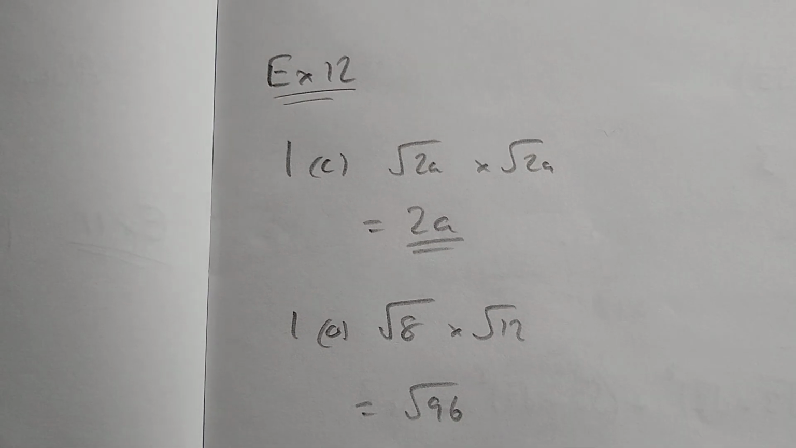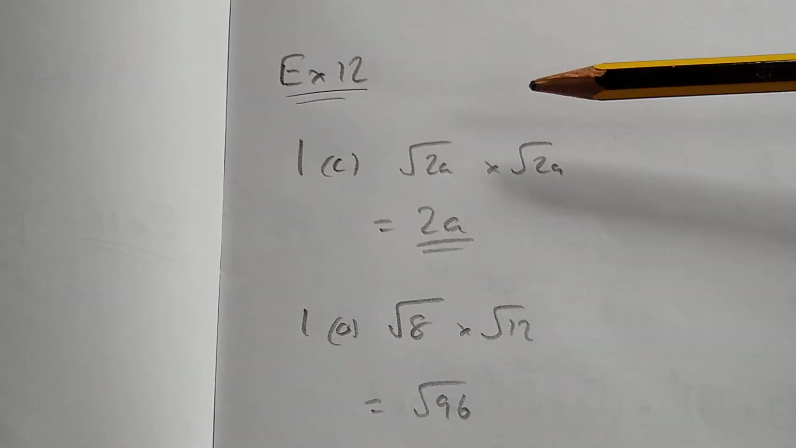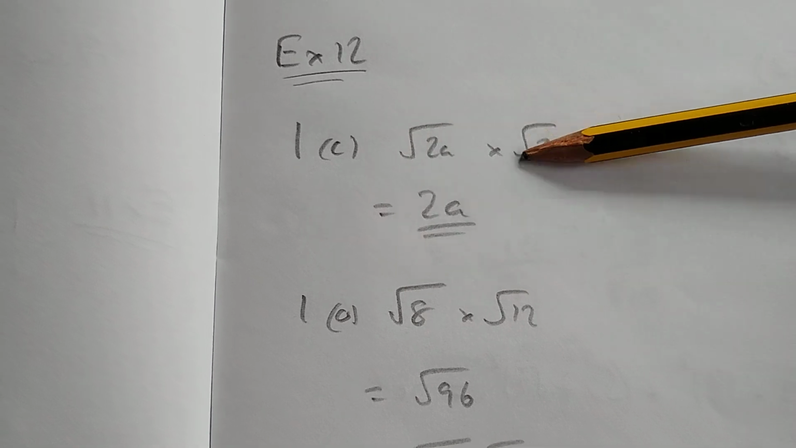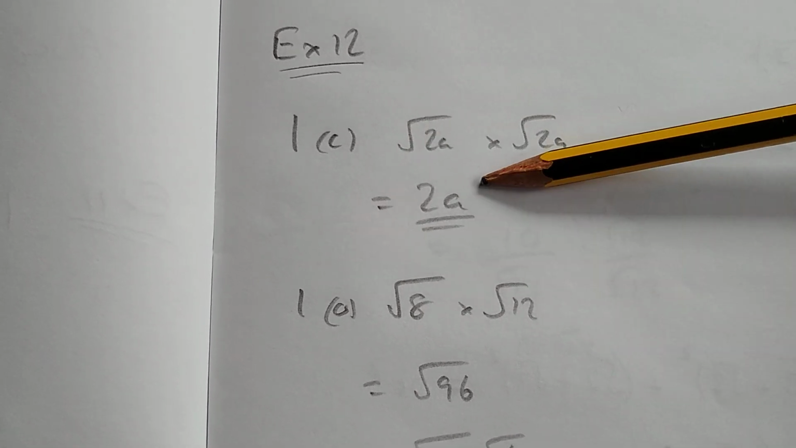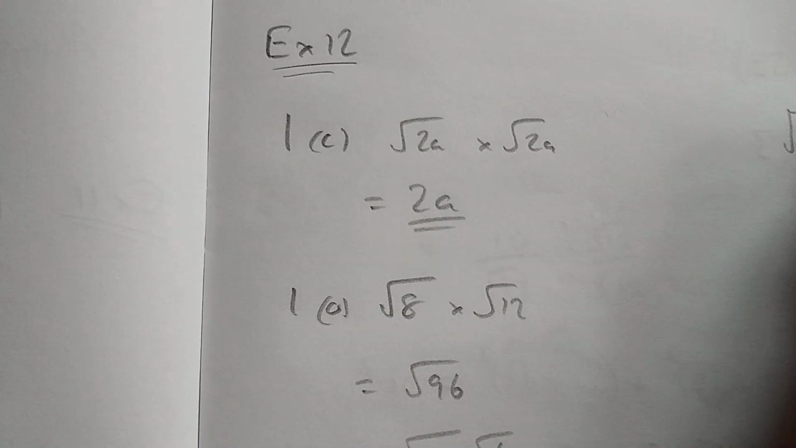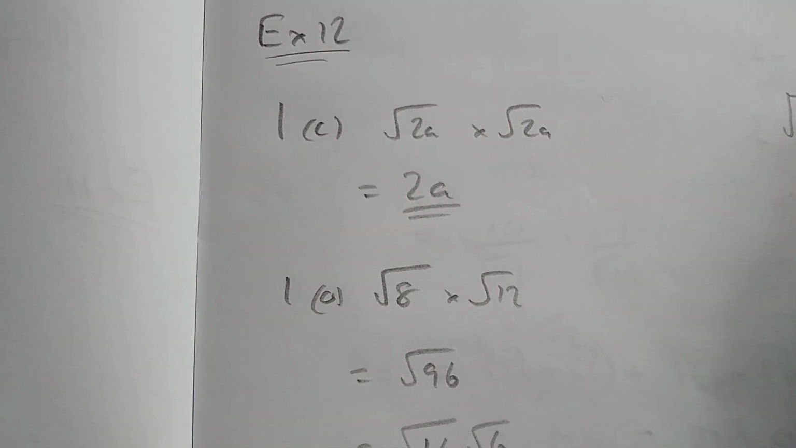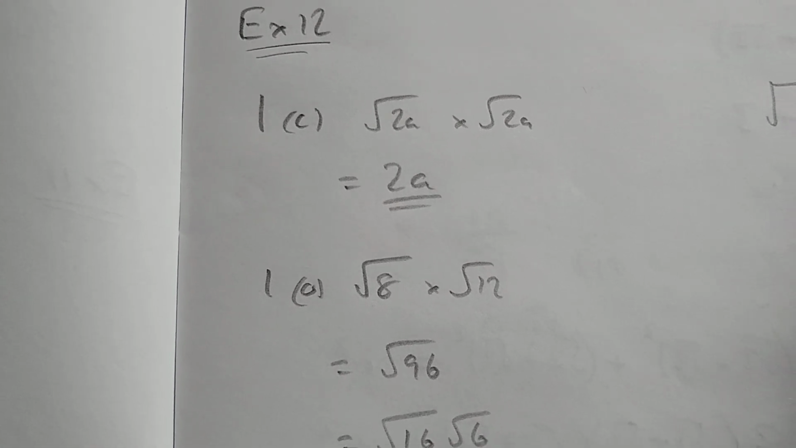Higher Maths Essential Skills, Exercise 12, multiplying surds together. Let's get straight into it. Got root 2a multiplied by root 2a. That's just going to be 2a. The square root of anything multiplied by itself will just give whatever we started with.